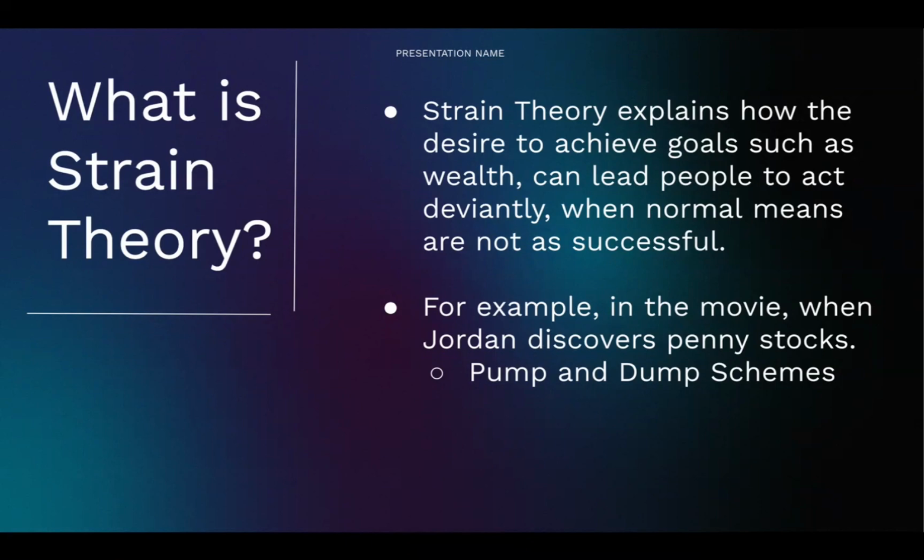Strain theory also explains Jordan's personal behavior, such as his drug use, which serves as a coping mechanism for the psychological pressure of maintaining his fraudulent empire. Ultimately, the glory that society puts on his material success fuels his behavior, reflecting how strain can drive individuals towards unethical decisions.